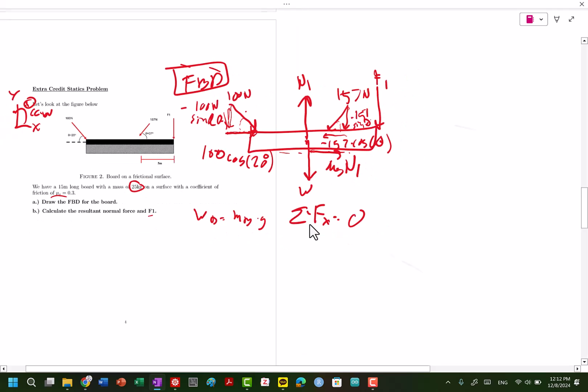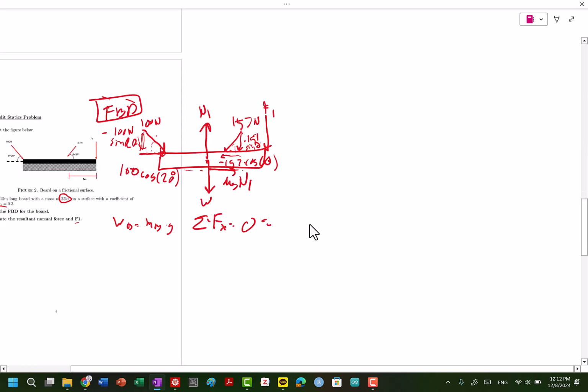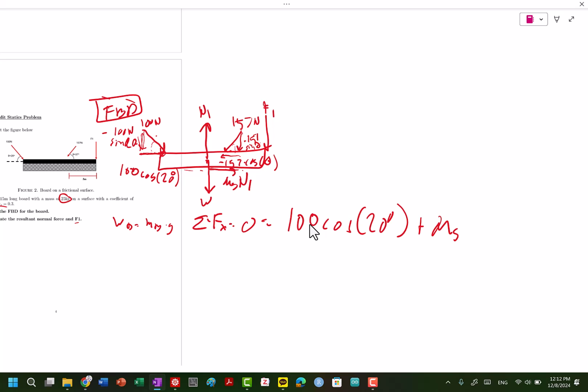So let's go ahead and write that out. In my x direction, I'm going to have a positive 100 cosine of 20 degrees. I'm also going to have a positive, at least I think so far, mu s n1. And then I'm going to have a negative, minus 157 times cosine of 37 degrees.